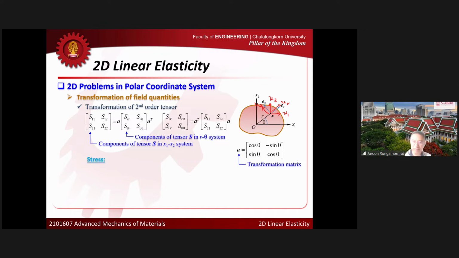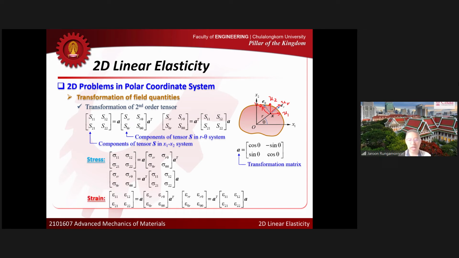Now the rule that I showed you applies to stress and strain, because stress and strain are second order tensors. Now I know how to switch from one system to the other system in terms of the field quantities. I can change the components of the field quantities from one system to the other system.